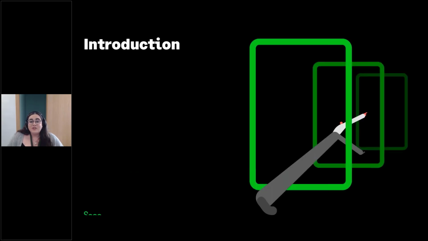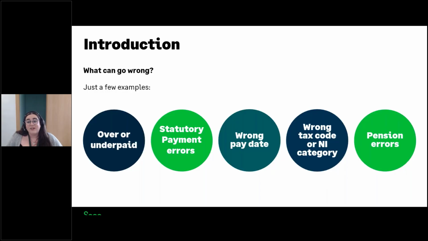So we're going to start with some examples of things that can go wrong. There obviously are more things that can go wrong than what I've got here, but these are just some common mistakes that people do end up needing to correct in payroll. And this webinar should just help to give you some confidence to know what to do and how to fix certain situations. So just some examples, you might have over or underpaid somebody.